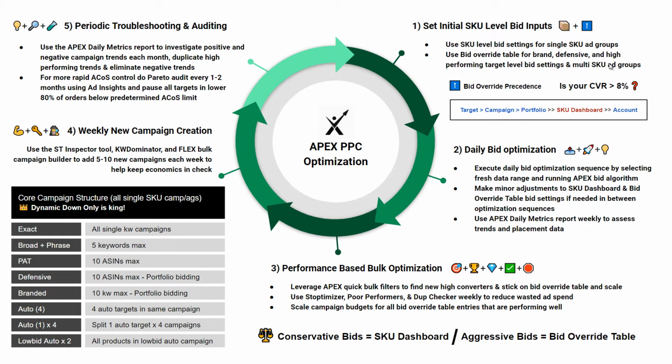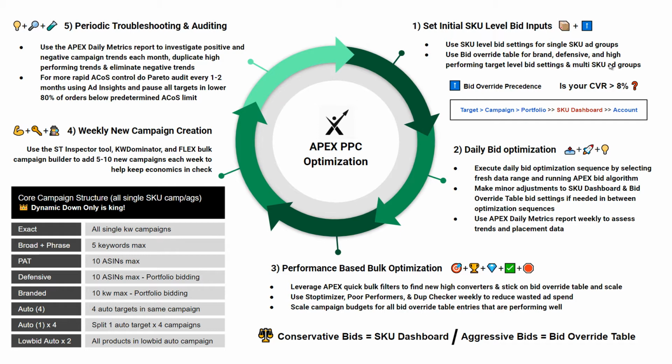Phase three is where we really focus on all of our bulk-based optimization tools. There's quite a few in Apex. If you haven't checked out some of the other training videos, go back through those and you can see in more detail how all of them work. They all have their advantages and their specific things that they're executing, but you're definitely going to leverage those on a weekly basis.